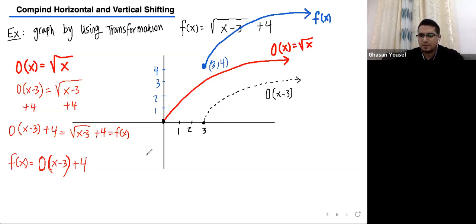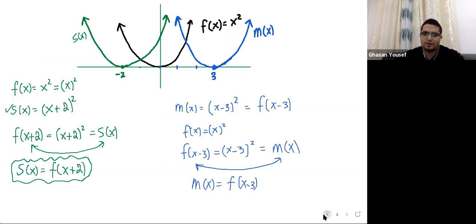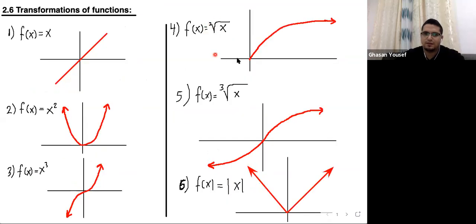Can you please explain it again? Okay. So first of all, when you see something like this, the function f of x equals square root of x minus 3 plus 4, you should ask yourself, what is the original function? The original function to graph all this is the square root of x. And the graph of the square root of x is the same as we learned here. This is the graph of the square root of x.